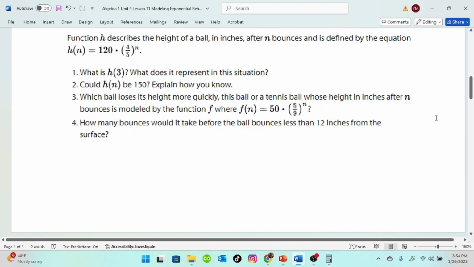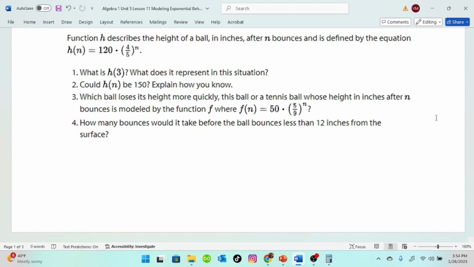Next practice problem says function h describes the height of a ball in inches after n bounces and is defined by the equation h of n equals 120 times 4 over 5 to the power of n. Question number 1, what is h of 3? What does it represent in this situation?